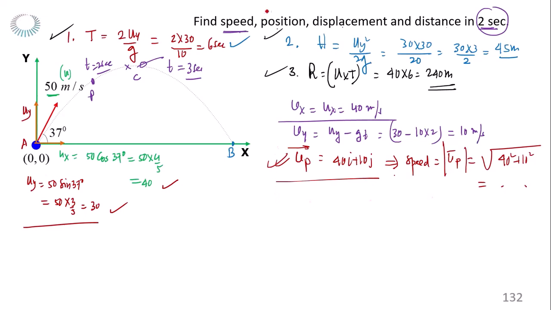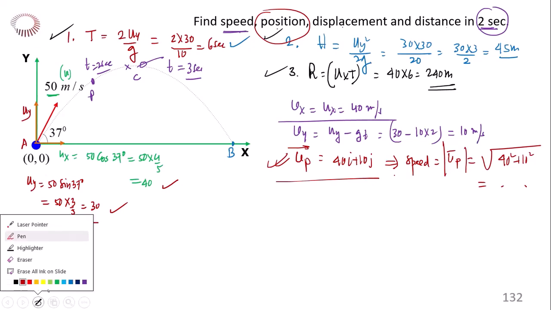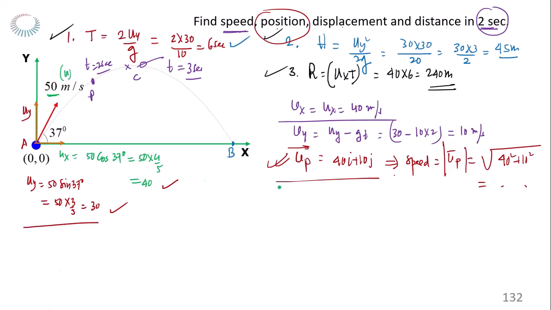Okay. Now I want to calculate the position. For position, I want to calculate the coordinate. So position means displacement along the x direction and displacement along the y direction. Displacement along the x direction should be equal to Ux into t. Why? Because the particle is moving at constant speed along the x direction, so no acceleration. Ux is 40, so 40 into t. t is 2 seconds, then 80 meters. So the particle will displace by 80 meters along the x direction.